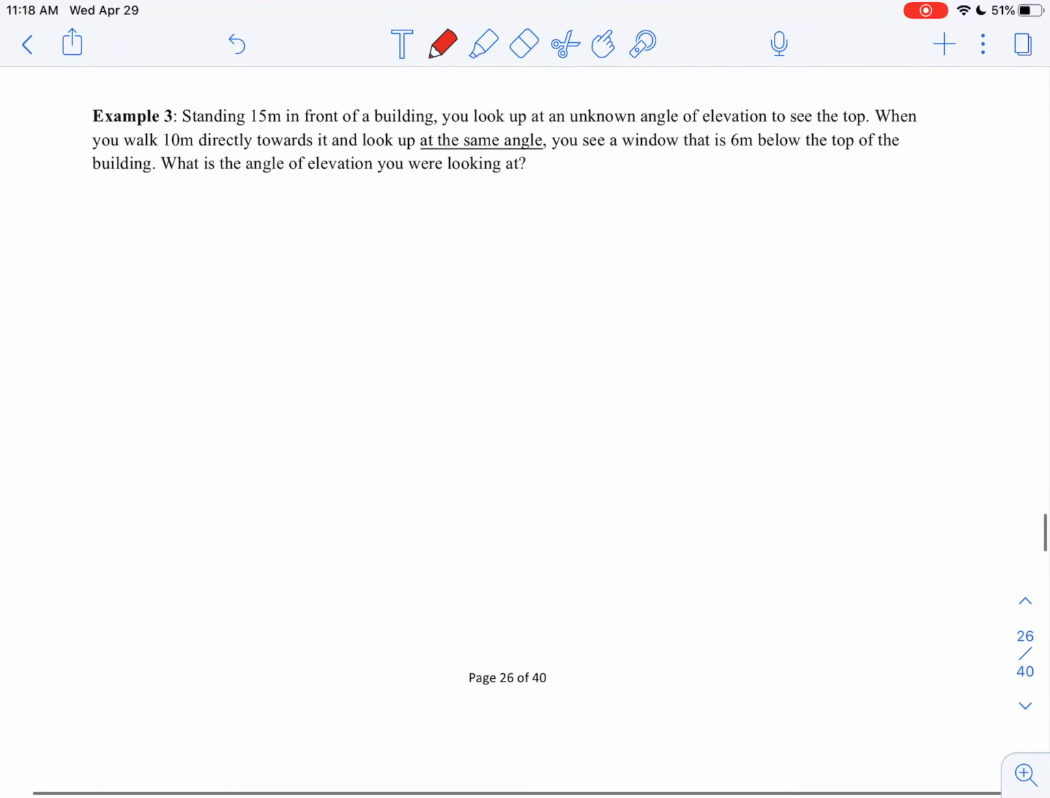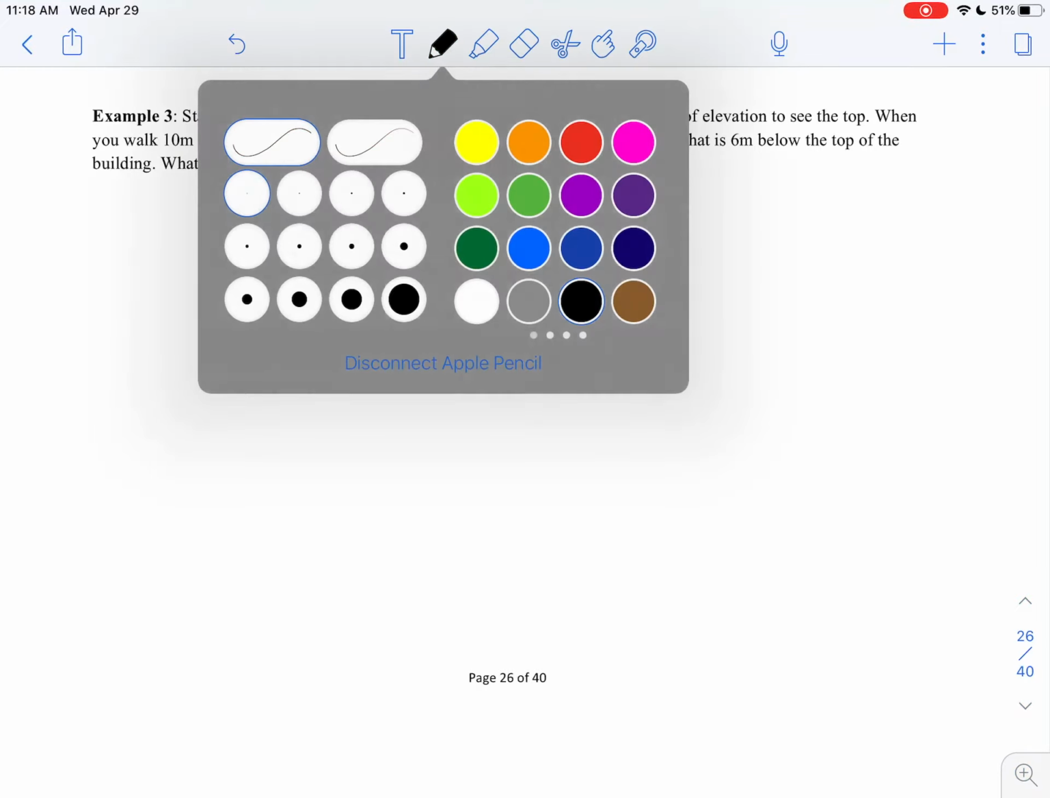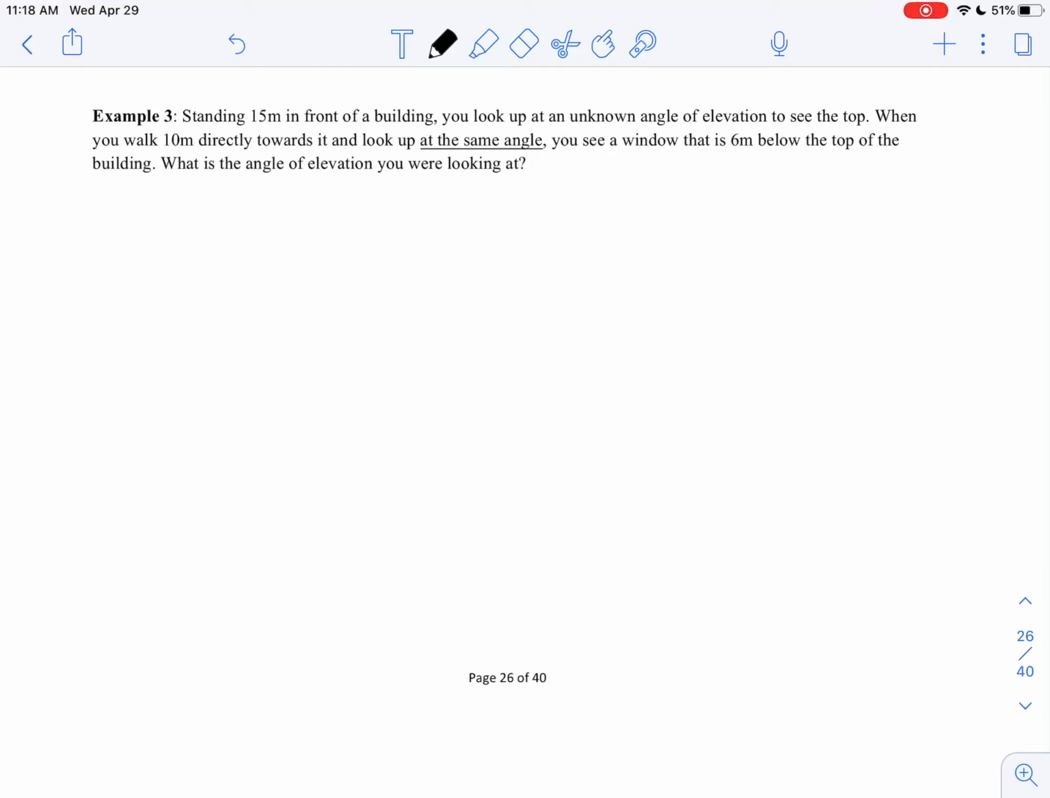Okay, next question. Once again, pause it, try to draw the diagram, solve it, and then click play and fast forward to where you need to see if you got the same answer I did. Standing in front of a 15-meter tall building, you look up at an unknown angle of elevation to see the top.